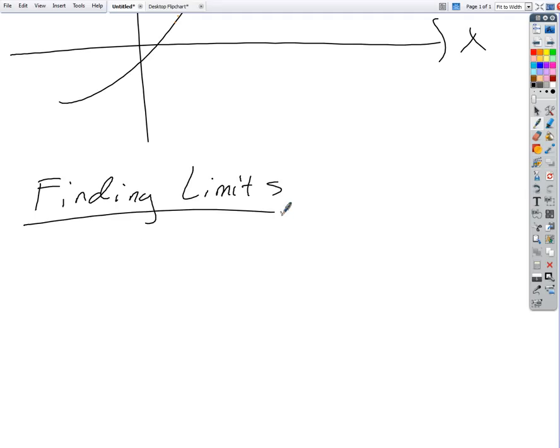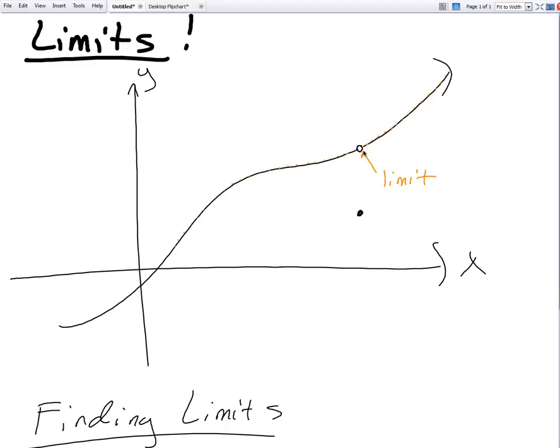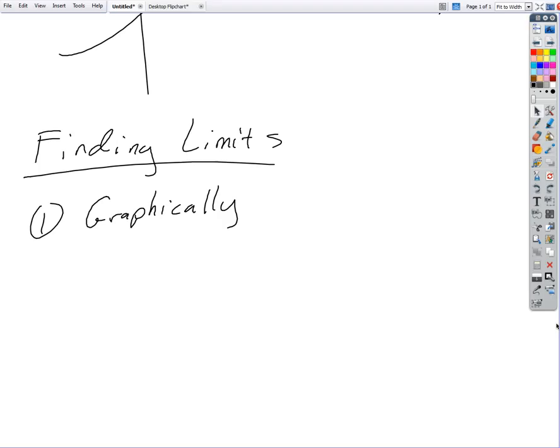We just did the easiest. The easiest way is by looking at a graph and just seeing what's happening. We could see pretty clearly on this one by looking at that graph that that's where the ant thinks he's going, and therefore that's the limit. Okay? Another way we could do it is numerically.